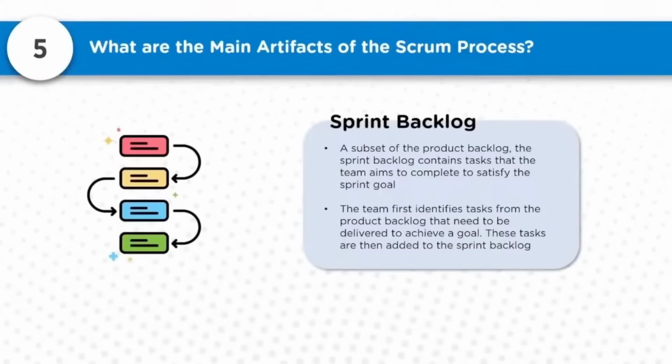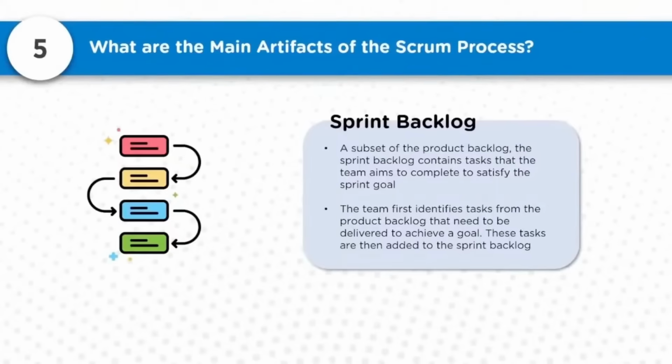So the sprint backlog contains tasks that the team aims to complete to satisfy the sprint's goals. A set of product backlog items are taken and put into the sprint backlog, and those are the features which are supposed to be produced as part of that particular sprint.